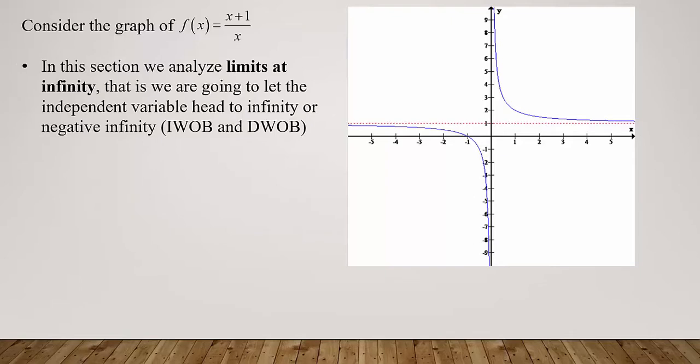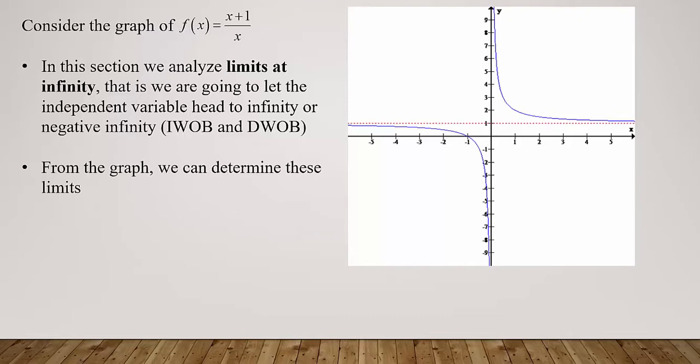So in this section, when we say we're going to analyze limits at infinity, what we're going to do is let the independent variable, so here it's x, head off to infinity or negative infinity. In other words, we're going to let the independent variable x increase without bound, and we're also going to look at letting it decrease without bound. Now from the graph, I think we can determine a couple of limits right now.